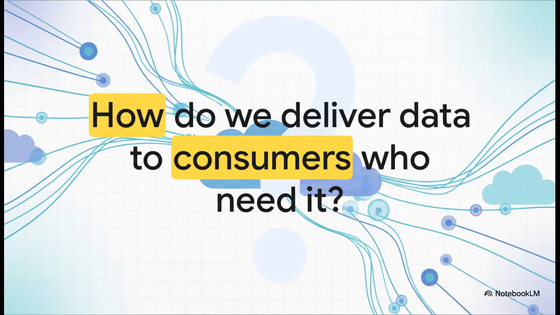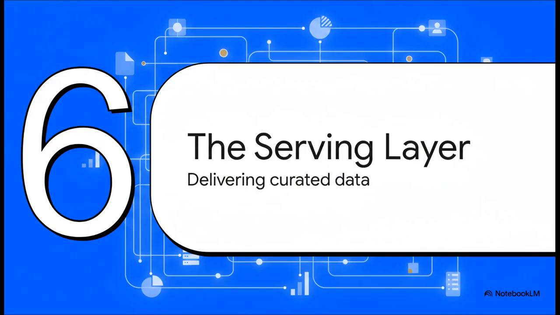And that naturally leads to our next step. Once our data is fully processed and refined in that production area, how do we get it into the hands of the people and systems that actually need it? Processing the data is really only half the battle. The true value is realized when it finally reaches its destination. Section 6, the serving layer. Delivering curated data to various consumers.